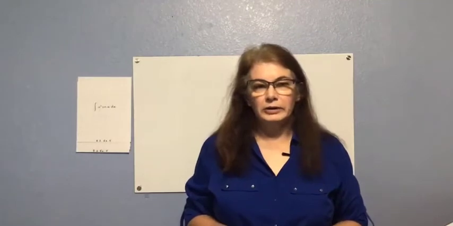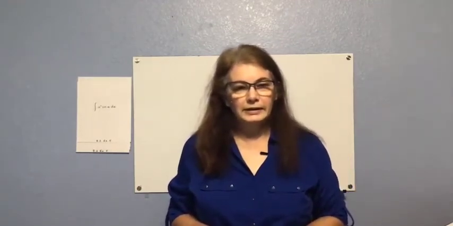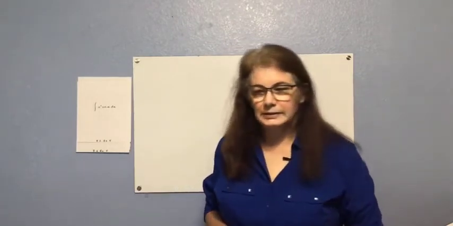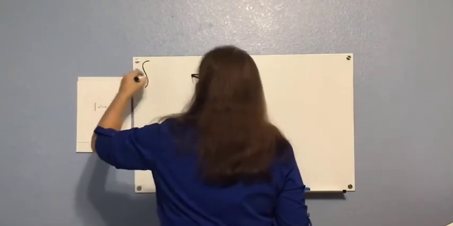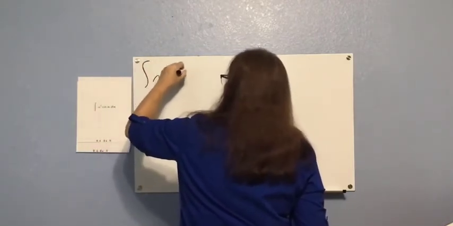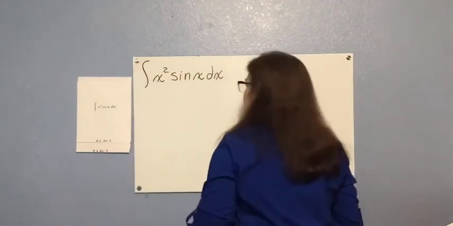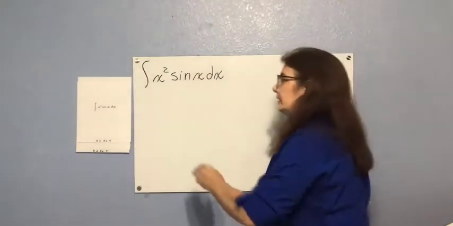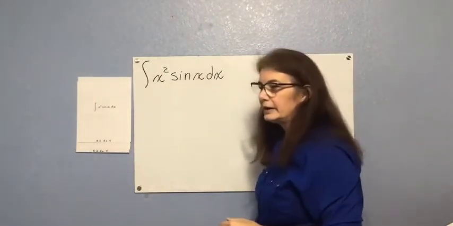Sometimes we can use integration by parts more than once on the same problem to get a simpler answer. Let's take a look at that. I've got the integral of x squared sine x dx. And if you look at this, x squared and sine x are both easy to integrate.